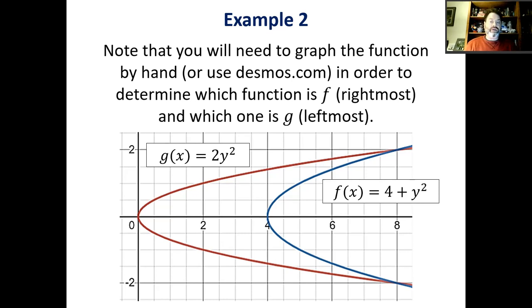So what I need to do is subtract the leftmost function from the rightmost function, because the one on the right is above. It's higher. The values are higher, so I need to subtract. So just like when we integrate with respect to x, it's top minus bottom. When we integrate with respect to y, it's right minus left.